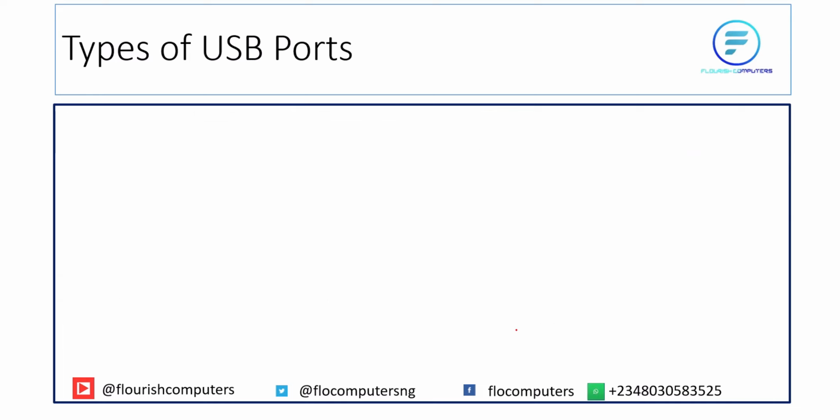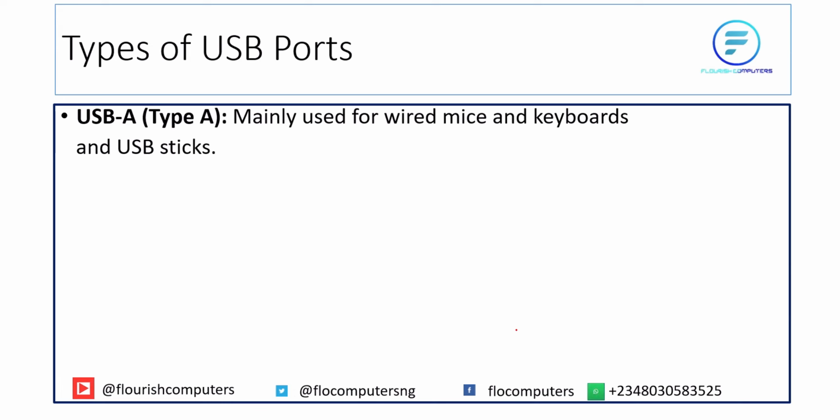Now let's talk about the types of USB port that we have. There are about 3 or more types, but we will just focus on the following. We have USB type A. What is that all about? It is mainly used for wired mice, keyboards and USB sticks. This is a type A. If you have a mouse or a USB keyboard around, this is the type A that you have.